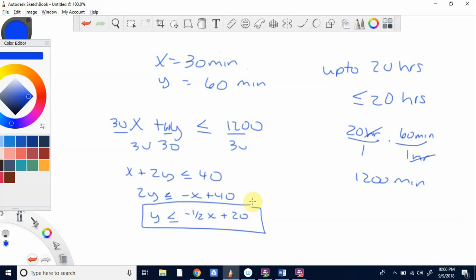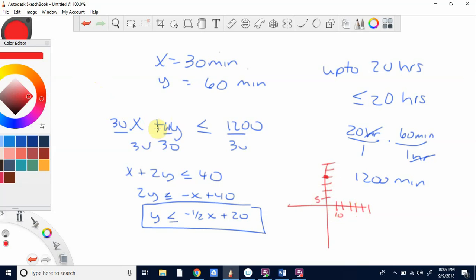So here is my inequality. And then to graph it, I'm going to make a graph. I'm going to go 5, 10, 15, 20, 25, 30. I'm going to make these 10, 20, 30, 40, 50, 60. So 5, 10, 15, 20. Okay, and then instead of trying to figure this out in graph, because these are by 5s and these are by 10s, I'm going to find the x-intercept.